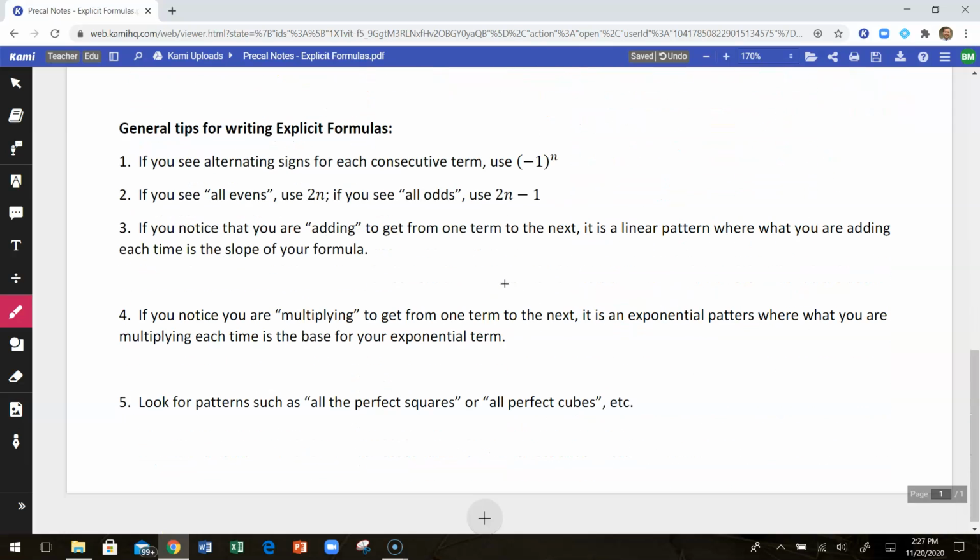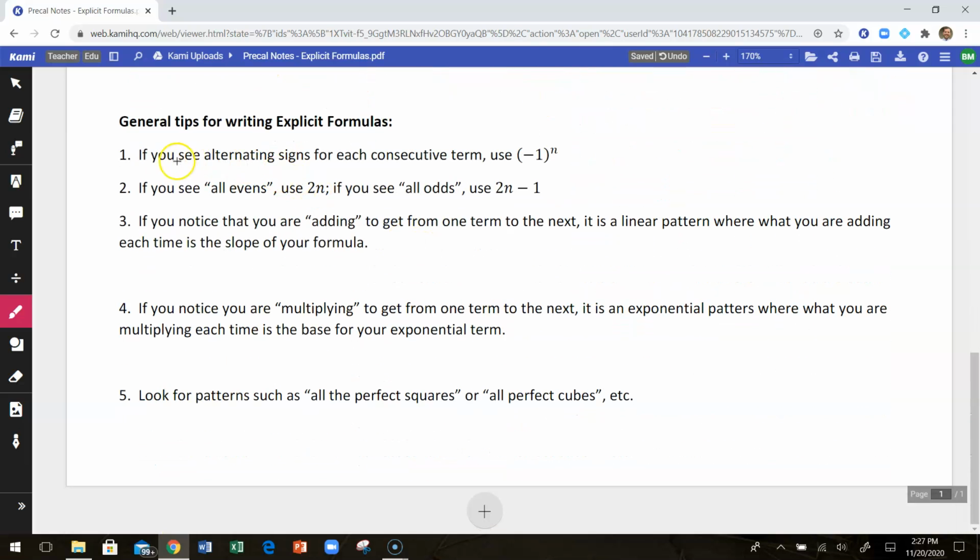All right, just some general tips as you try to write explicit formulas. Some of these things I've mentioned already, whether it be in this video or our intro video. Anytime you see alternating signs, use -1 to the n. If you see all evens, use 2n. All odds, use 2n minus 1. If you notice you are adding to get from one term to the next, it's a linear pattern where what you are adding each time is the slope.